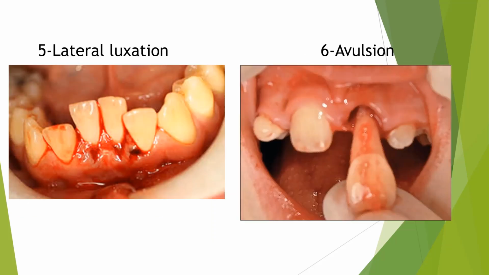النوع الخامس من التراما للبريودنتال tissue is the lateral luxation. والlateral luxation هي is the displacement of a tooth in a direction other than the axial direction. يعني باتجاه غير الاكزيال direction، يعني لا هو داخل بالالفيولار بون ولا هو طالع من الالفيولار بون in a lateral direction.